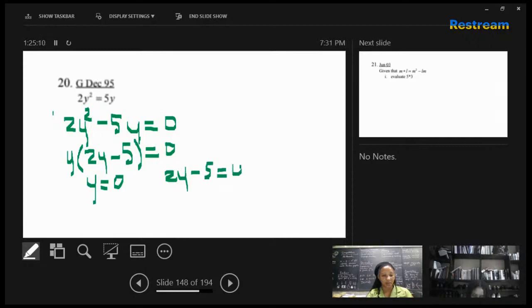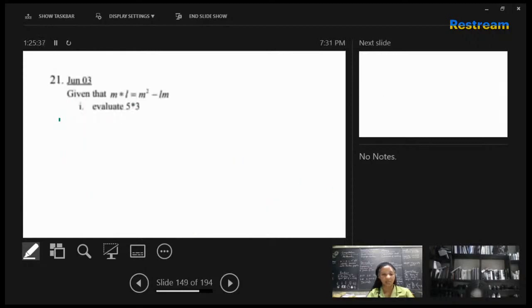So this will bring over the 5. 2y is equal to 5. And then we divide it. So y is equal to 5 over 2, which is 2 and 1 over 2.